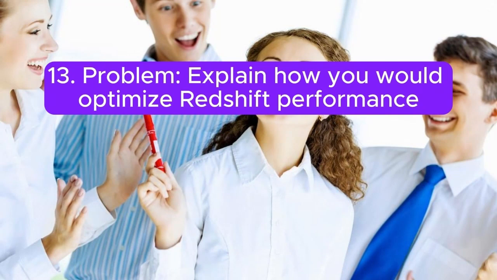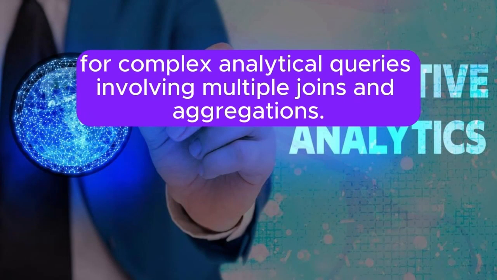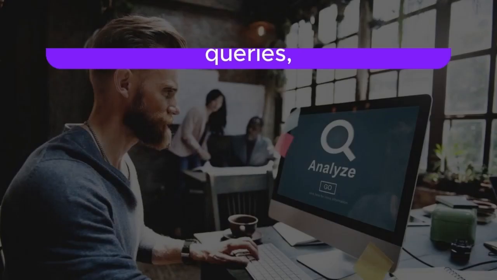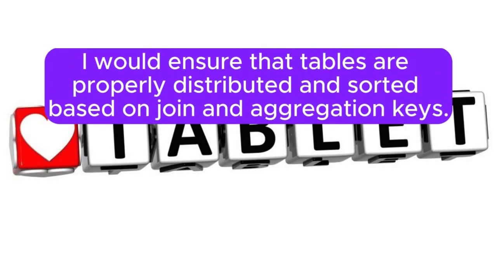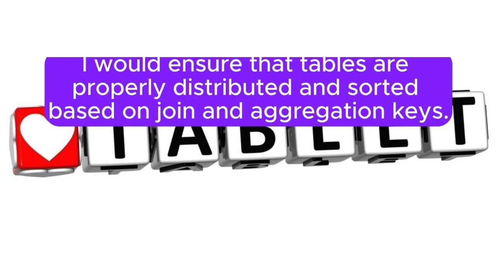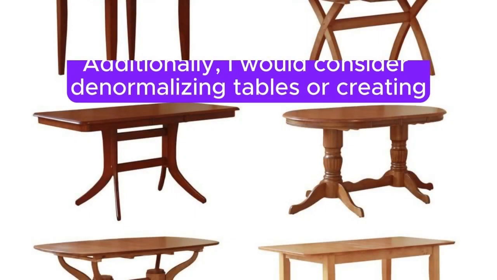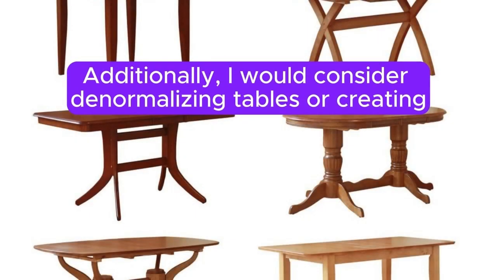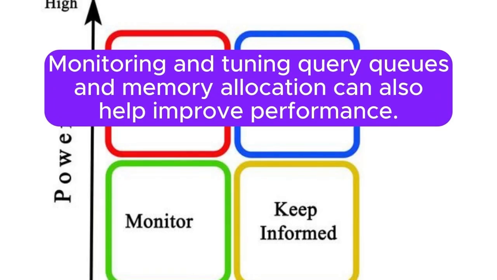13. Problem. Explain how you would optimize Redshift performance for complex analytical queries involving multiple joins and aggregations. Answer. To optimize Redshift performance for complex analytical queries, I would ensure that tables are properly distributed and sorted based on join and aggregation keys. I would use interleaved sort keys for columns frequently used in multiple joins. Additionally, I would consider denormalizing tables or creating materialized views to pre-compute aggregations and reduce query complexity. Monitoring and tuning query queues and memory allocation can also help improve performance.